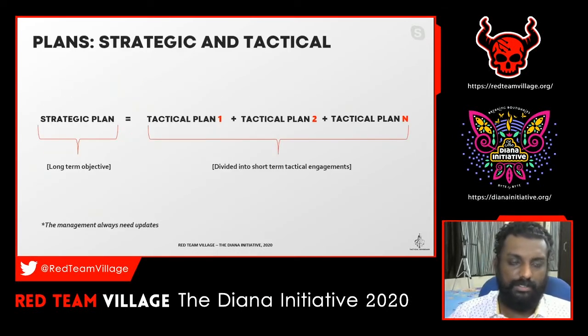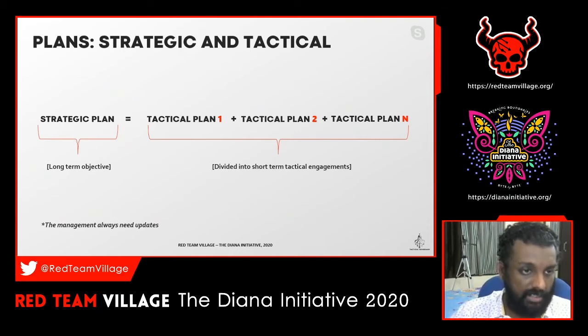This is also very important. We have strategic plans and tactical plans. Strategic plans focus on long-term objectives, whereas tactical plans focus on short-term engagements. You can derive a couple of tactical plans and chain them together to reach a strategic plan. For example, here our strategic plan is to have mature red team operations within your organization, right? To achieve that long-term goal, you can devise a couple of tactical plans.